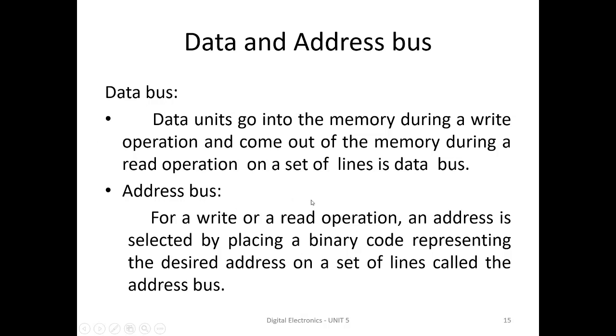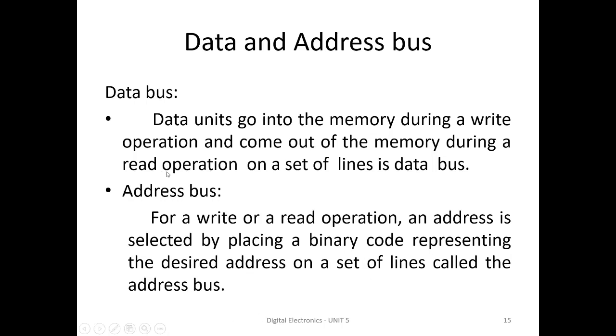For a write or a read operation, an address is selected by placing a binary code representing the desired address on a set of lines called the address bus. If I am going to specify a location in a particular memory, the binary code is placed in the address bus. It has to know where exactly I want to write, or from where exactly the data has to be read.